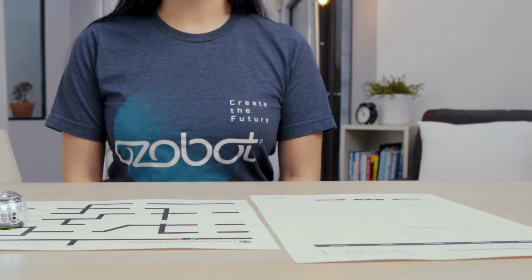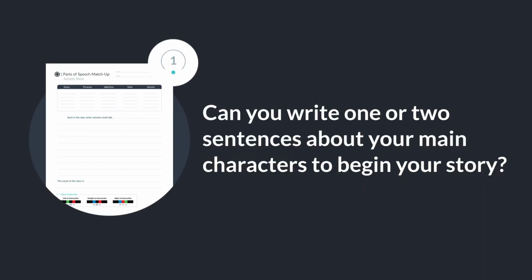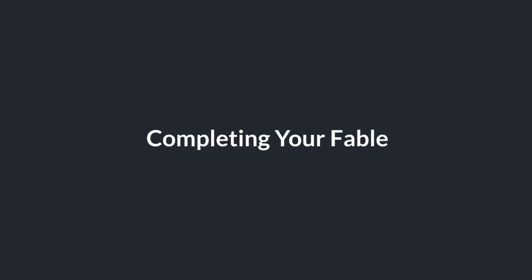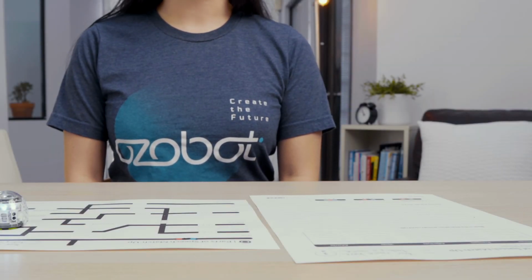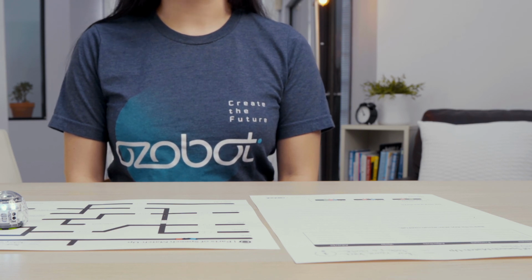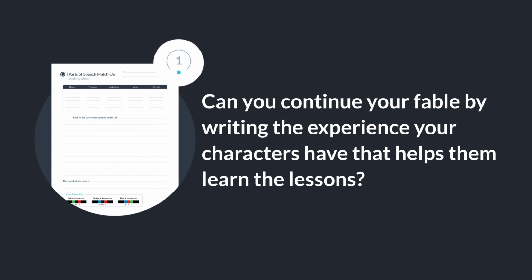Since you have decided what the lesson in your story will be, next use the first sentence or two to introduce your main characters. Can you write 1 or 2 sentences about your main characters to begin your story? Next, think about the experience your characters have that helps them learn the lesson you wrote at the bottom of the page. Use the words from the word bank to help you fill in the details of the story. Try to use all of the words in the word bank. Can you continue your fable by writing the experience your characters have that helps them learn the lesson?